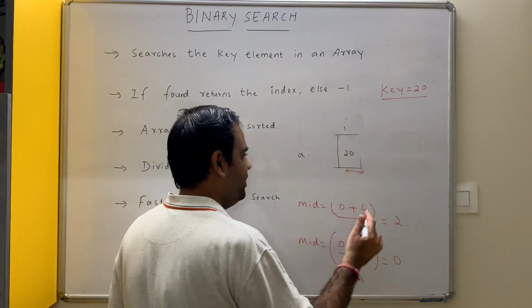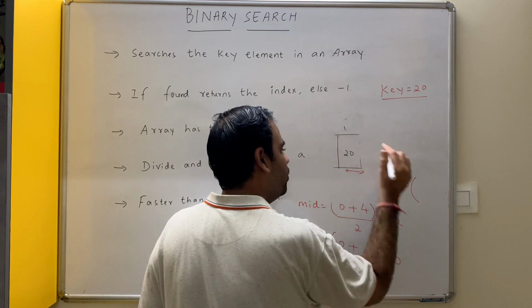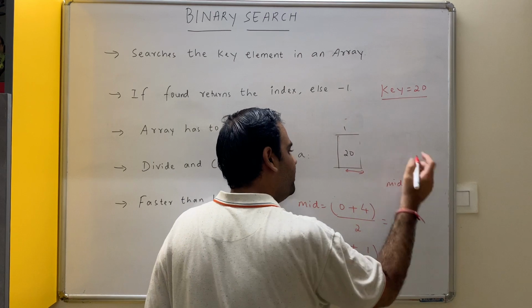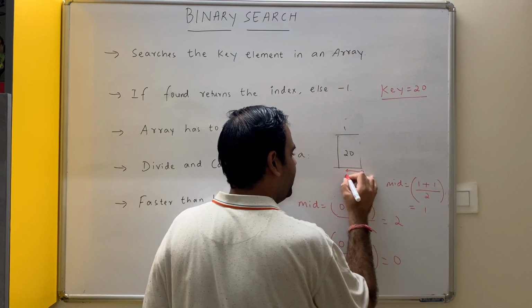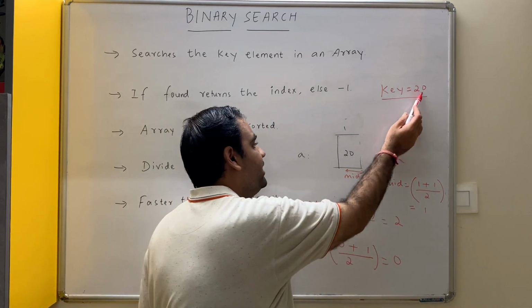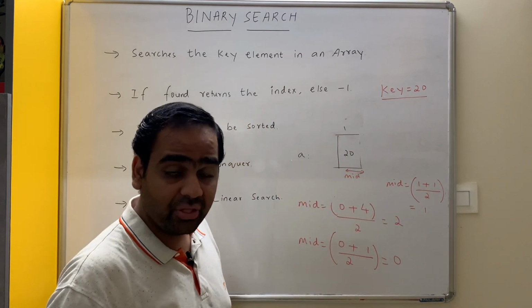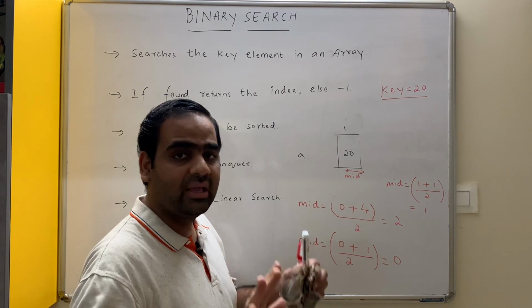Now only one element is remaining. Again we find the midpoint. How do we find the midpoint? Lower limit is 1, upper limit is also 1, whole divided by 2, and you get mid equal to 1. Now again compare, is 20 equal to 20? Yes sir, 20 is equal to 20. That means the element is found, the key search is successful.